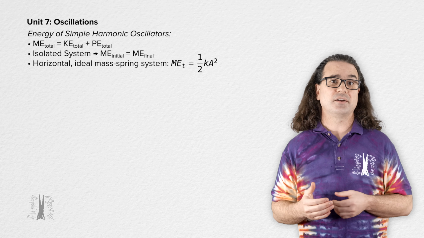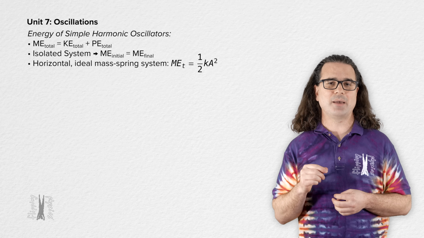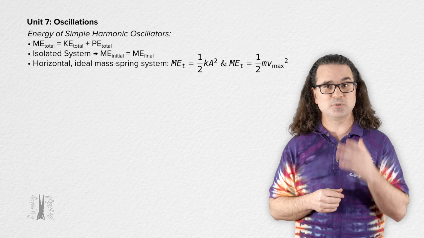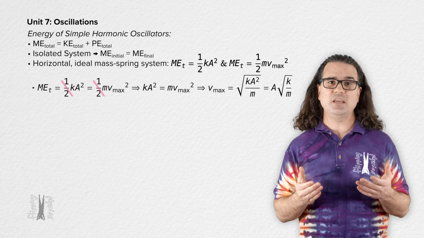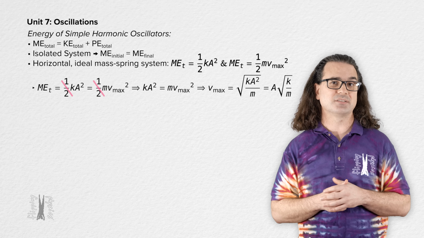The total mechanical energy of a horizontal ideal mass spring system equals 1/2 spring constant times amplitude squared. It also equals 1/2 mass times maximum speed squared. Set those two equations equal to one another and you can solve for the maximum speed of a horizontal ideal mass spring system.